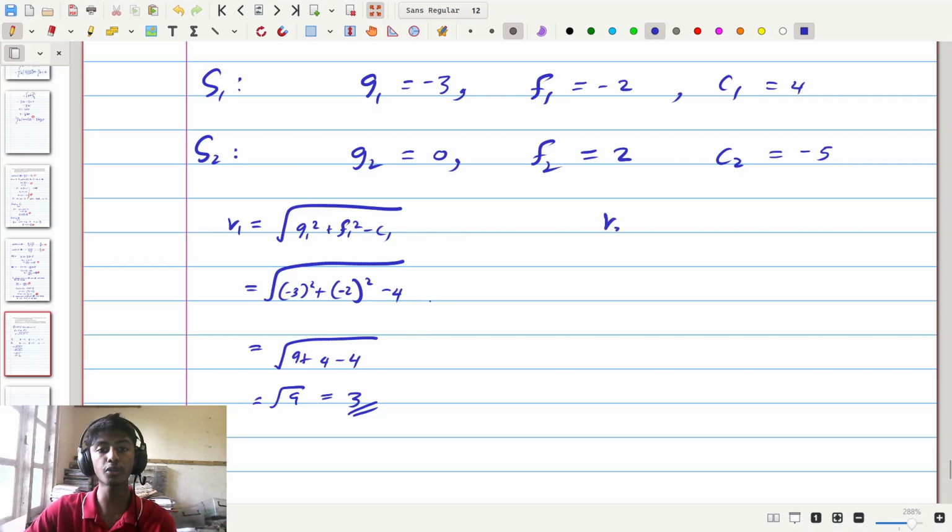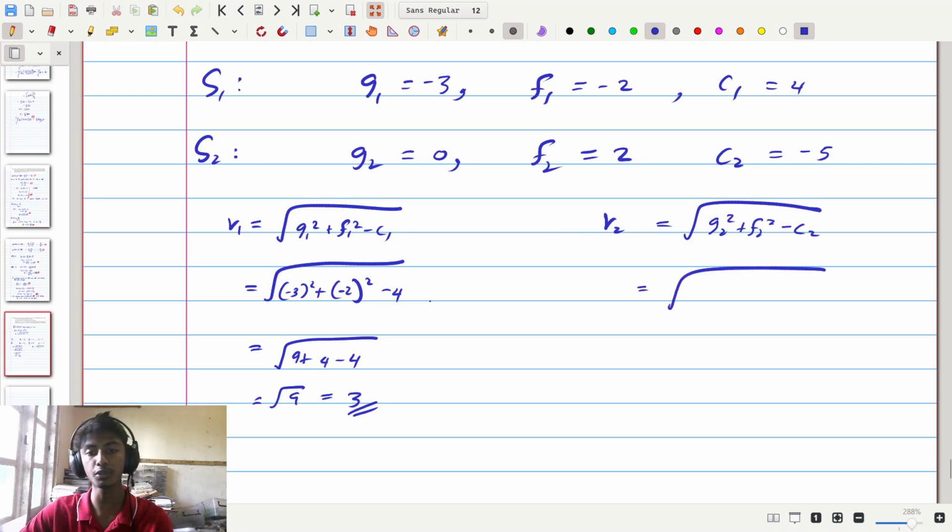Now considering r2, r2 is equal to the square root of g2 squared plus f2 squared minus c2. And therefore, if we substitute, we get 0 squared plus 2 squared and then minus c2, which is itself minus 5. So we get minus 5.